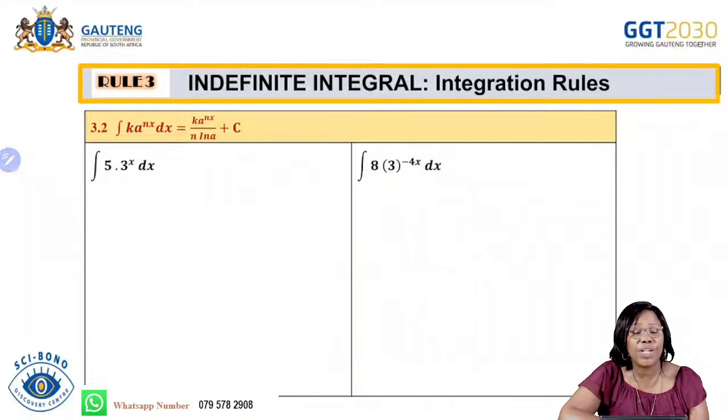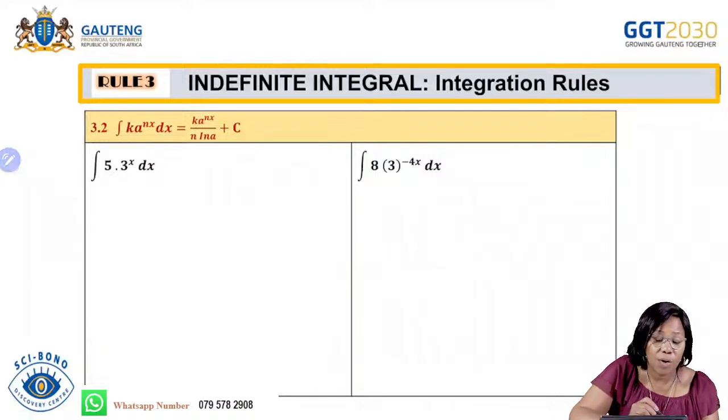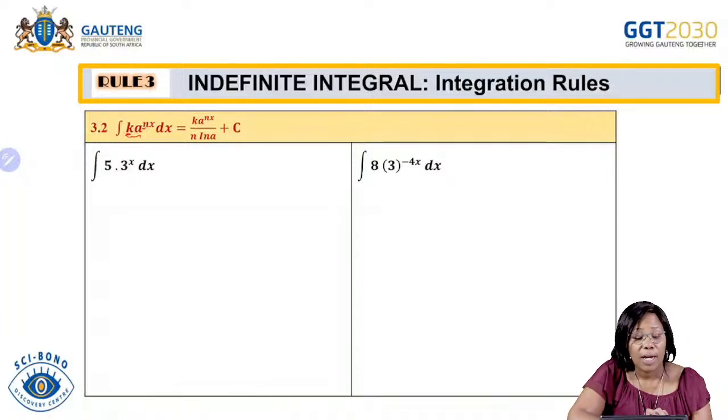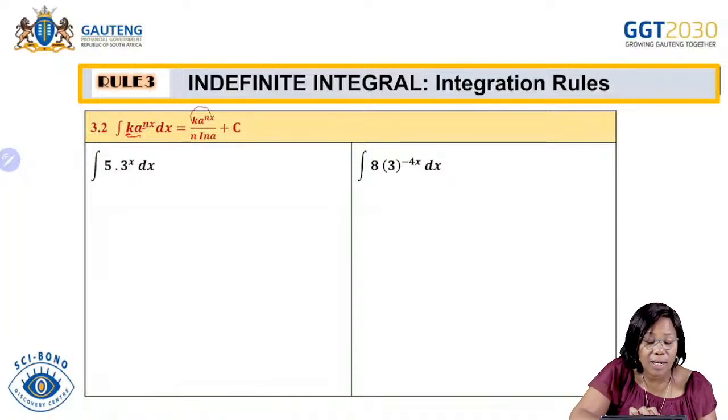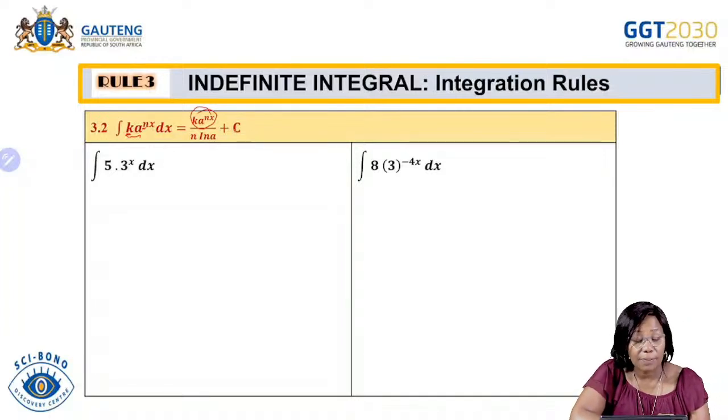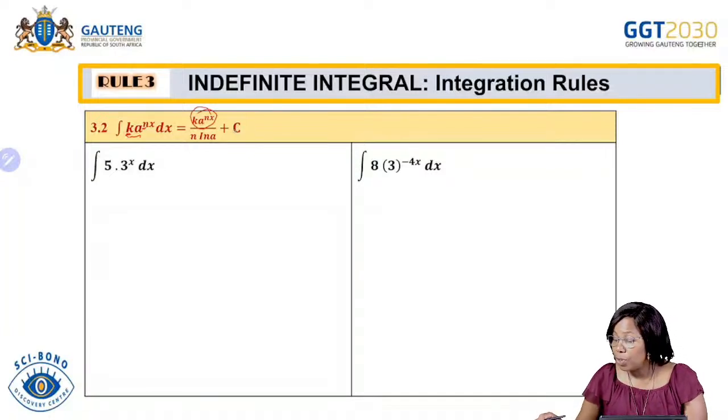Now we are looking at another type here. We are still on the same rule number 3, but a little bit modified. With 3.2, we are having k a to the power nx. Now there is another constant value next to your a there, the coefficient. This rule says you take the same expression as it is, and then on the denominator you'll be having n and the ln of a, plus c. Okay, that is 3.2.